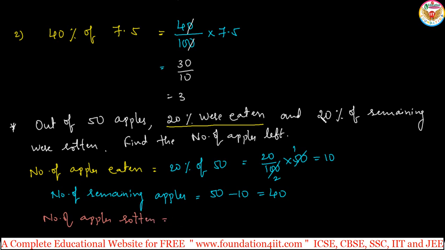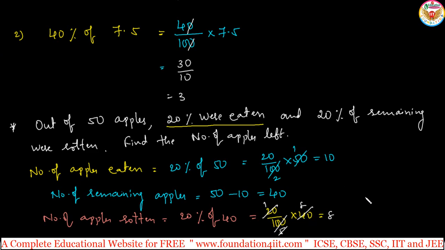Number of apples rotten, that is 20% of the remaining. That means 20% of remaining is 40. Again we have the statement, 20% of 40. So what should we do? 20 by 100 into 40. You can calculate this. 2 5s are 10, 5 8s are 40, so 8. Number of apples rotten is 8.